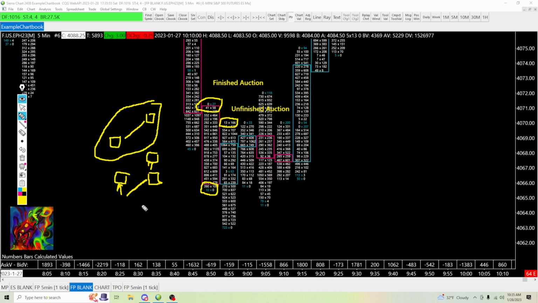So this would be considered an unfinished auction as we didn't end in what we would consider somewhat of a finish up here, because people are still willing to bid and move their bids up. And so this can be indicative of us wanting to move higher.